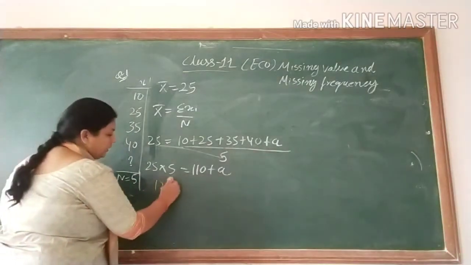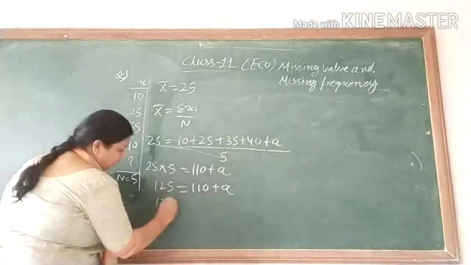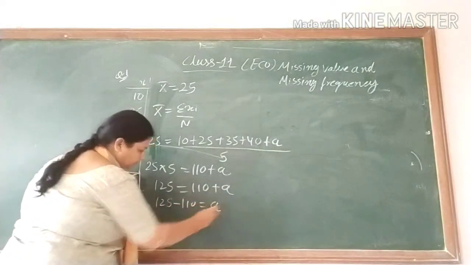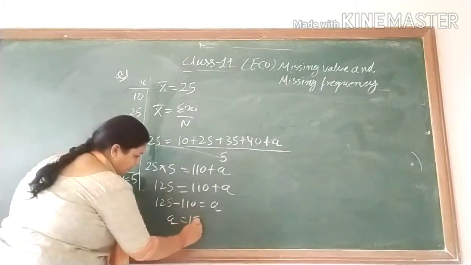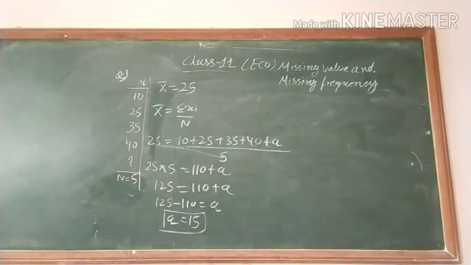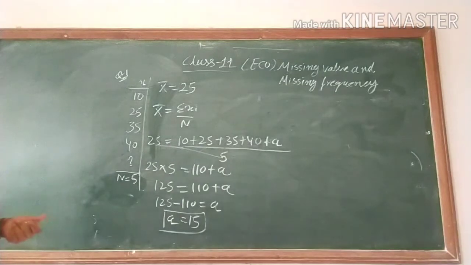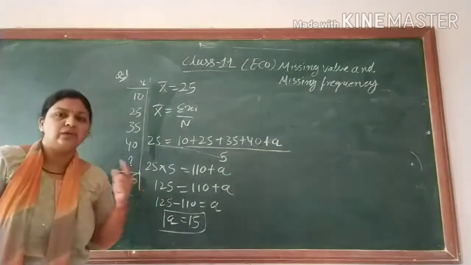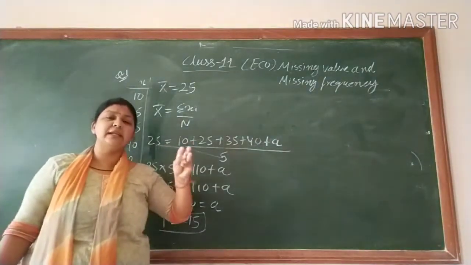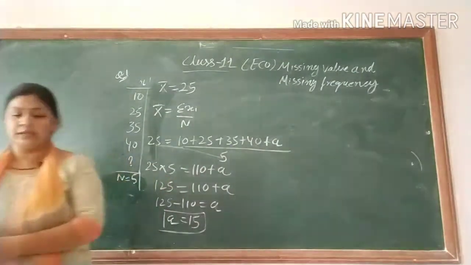Now 125 equal to 110 plus a. So 125 minus 110 equal to a. So your a becomes 15, or your missing value is 15. Clear? This is the example of the missing value with the help of the individual series. Clear beta? When we are talking about the missing value sum, keep in your mind x bar is given to you. So it becomes very easy for us to use the direct method.